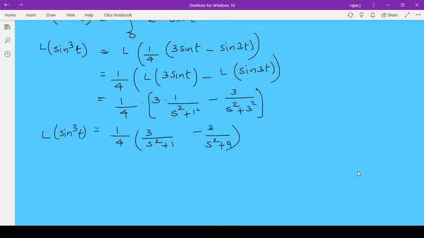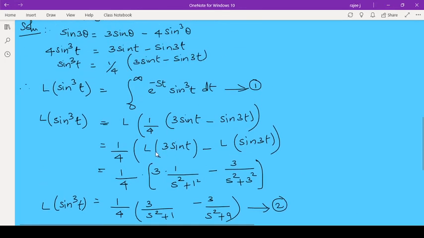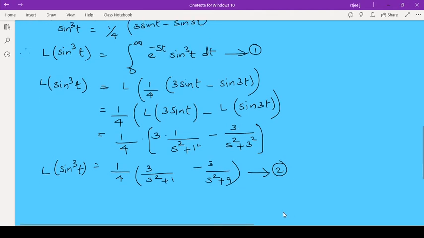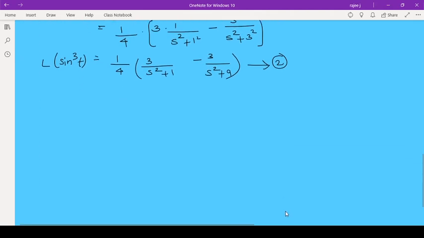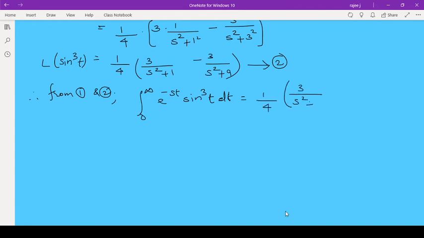So like in the previous question, here again suppose I am taking this as equation number 2. Now from equation number 1 and 2, LHS of 1 and 2 is sine cube t, and RHS is given like this. Since LHS is equal, we can equate the RHS. Therefore from 1 and 2, integral 0 to infinity e to the power minus st sine cube t dt is equal to 1 by 4 of 3 upon s square plus 1 minus 3 upon s square plus 9.